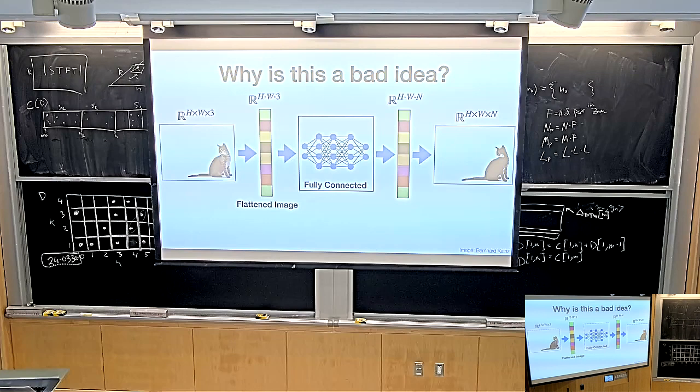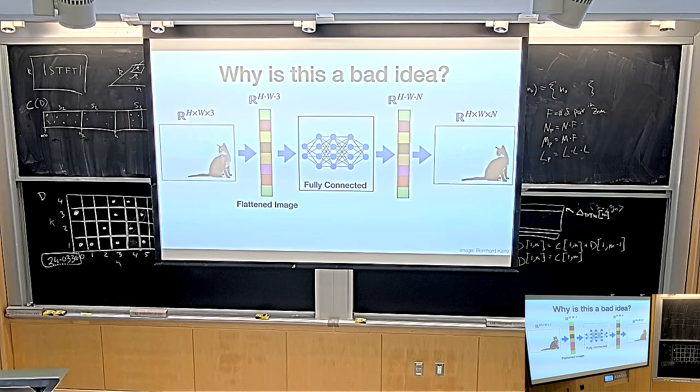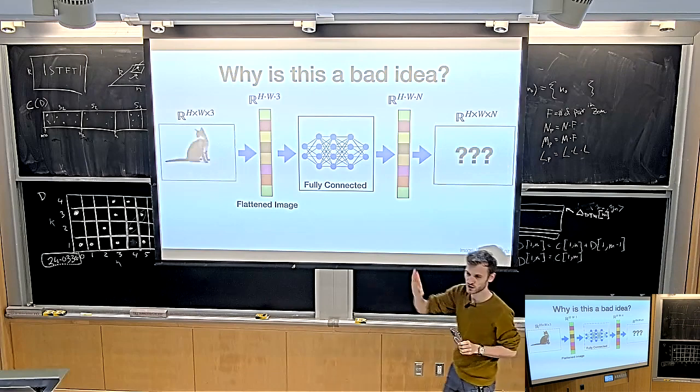So why is that? Okay. So here's a specific example why this fully connected neural network is a bad idea, and why you should absolutely not do that if you want to process images. What happens to the output of the fully connected neural network when you take the cat and you shift it?